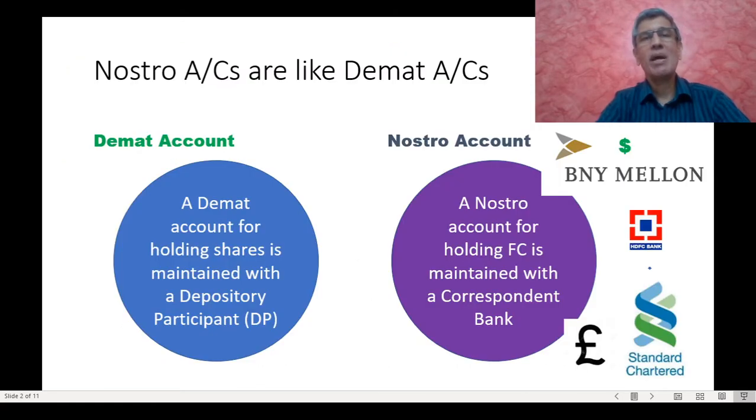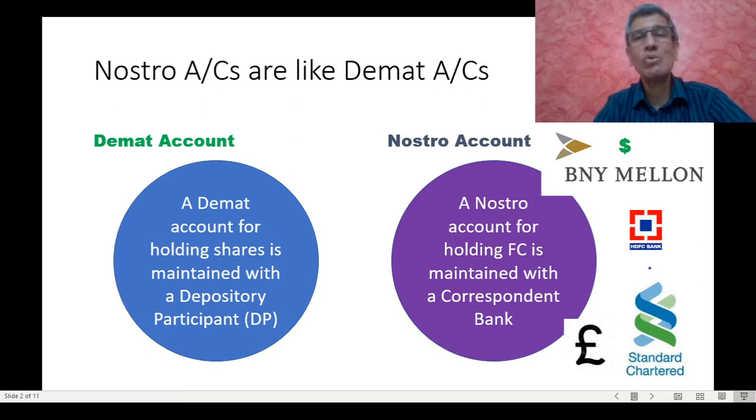So let's understand what Nostro accounts are by taking an example. On the right of the screen, as you see, we have HDFC Bank. And let's assume that HDFC Bank is dealing in only two currencies, US dollars and pound sterling. For doing these buying and selling transactions, the bank needs to maintain accounts with banks abroad. So let's assume that its US dollar account is with BNY Mellon New York and its pound sterling account is with Standard Chartered Bank London.